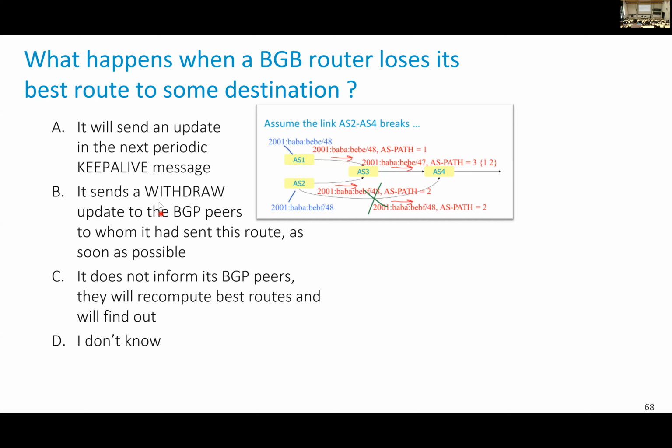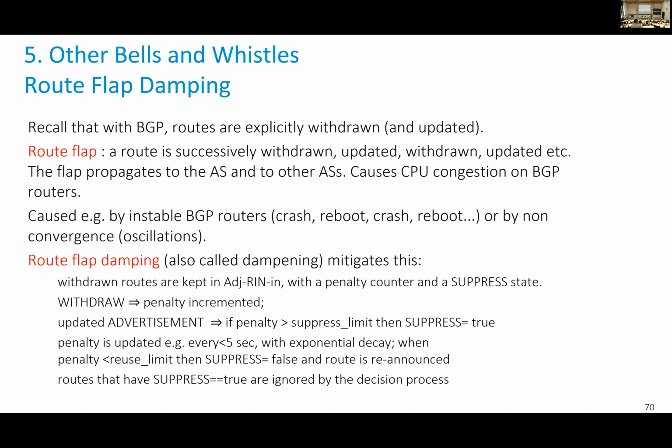So BGP will send a negative message by saying, I have lost this route, and this will trigger the cascade of events, recomputation of new best routes, which may in turn cause a recomputation of sending withdrawals, for example, or updates. So we've seen practically everything on BGP, but as you can imagine, for many practical systems, there's also a huge number of other bells and whistles which were added to fix some problems that were discovered on the field.